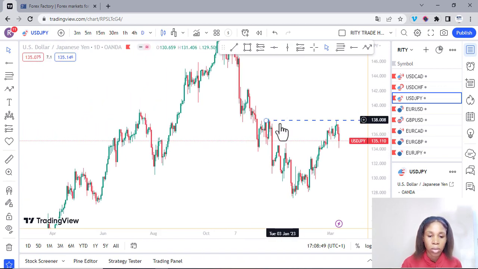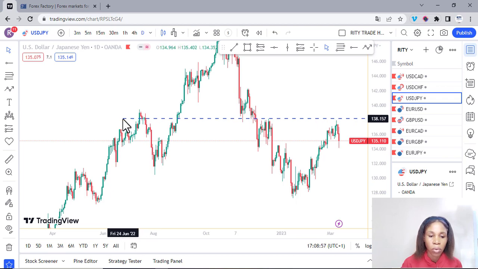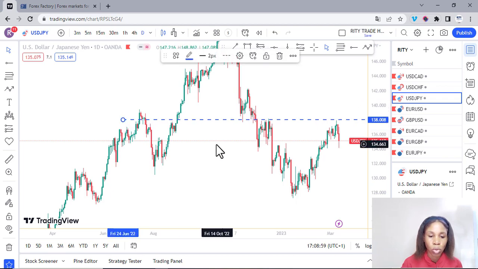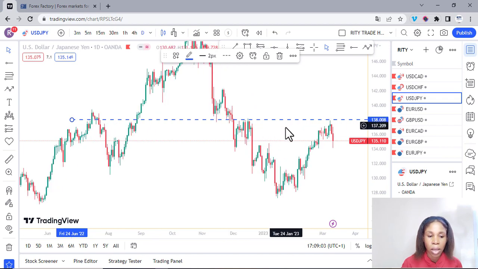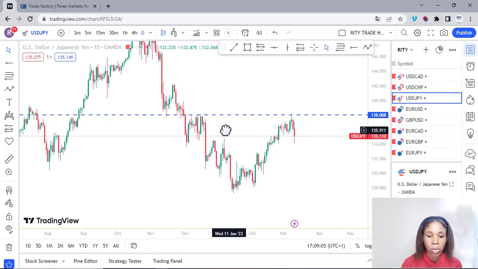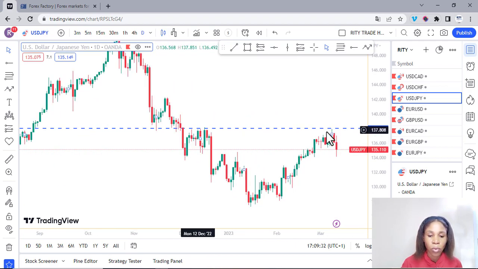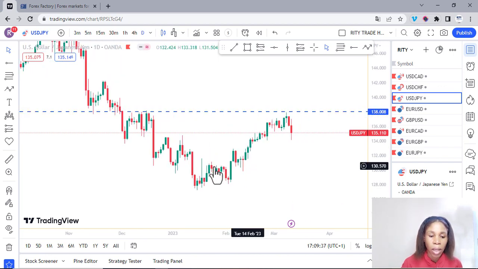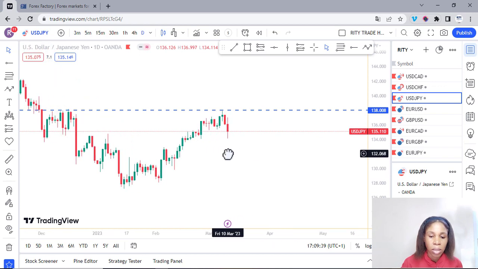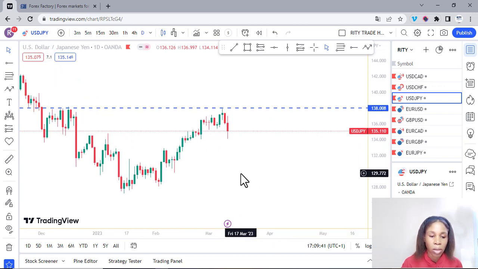Clearly we can see that this level is even holding onto the left zone. As you can see, this level is holding. This is a zone. It's holding here as support, holding here as resistance, and I'm sure if we push further, we can also see clearly that this level is holding. But then we can see that the current trend is an uptrend.